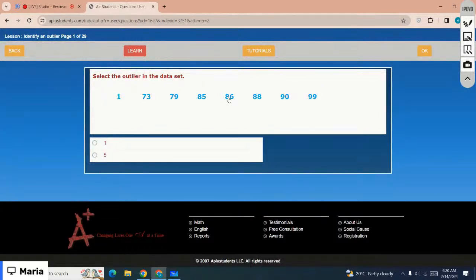Just look at the numbers 1, 73, 79, 85, 86, 88, 90, and 99. Other than 1, the rest of the numbers are two-digit numbers between 70 and 100. But 1 is the smallest of the given numbers. That means 1 is the outlier, like picking the odd one out. Outlier: too small. So 1 is out. Got it? The correct option is 1.